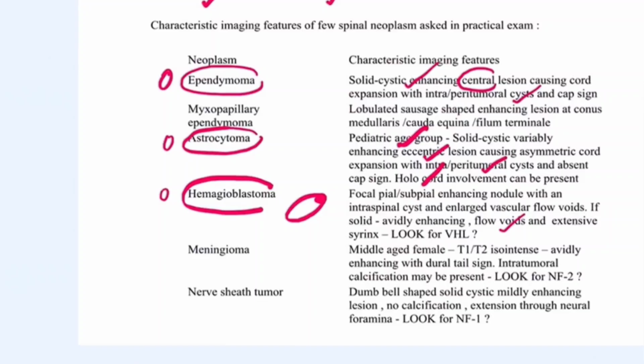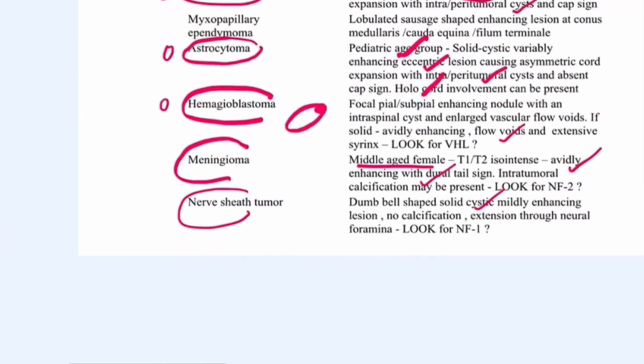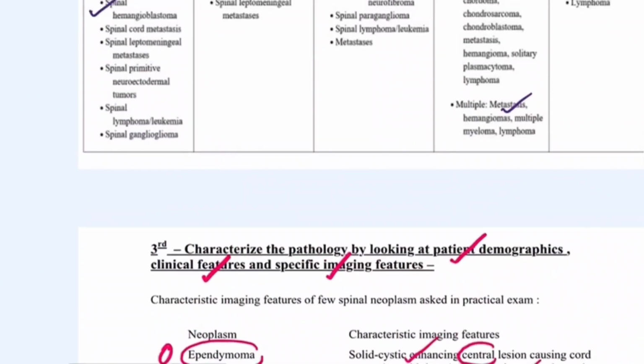These three I have discussed for the exam point of view, the basic three intradural intramedullary tumors. Amongst the intradural extramedullary, meningioma and schwannoma. For meningioma, middle-aged female, avid enhancement, dural tail sign. And for the nerve sheath tumor, as we all know, it is a dumbbell-shaped tumor, passing through the neural foramina, with some mild enhancement and cystic changes within it. So these are the meningioma and nerve sheath tumors. These five tumors are basically asked in exam. Apart from these, there can also be other cases. We will discuss that in part 2.